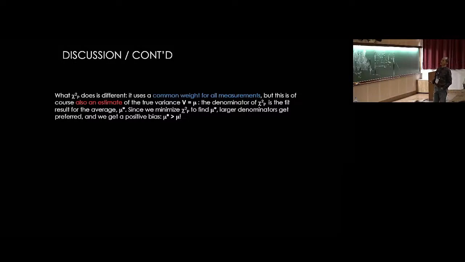The chi-squared of Pearson's uses a common weight for all measurements, but that weight is also an estimate. The denominator is the fit result for the average value, and we are minimizing to find mu. So a large denominator gets privileged and we get a positive bias.